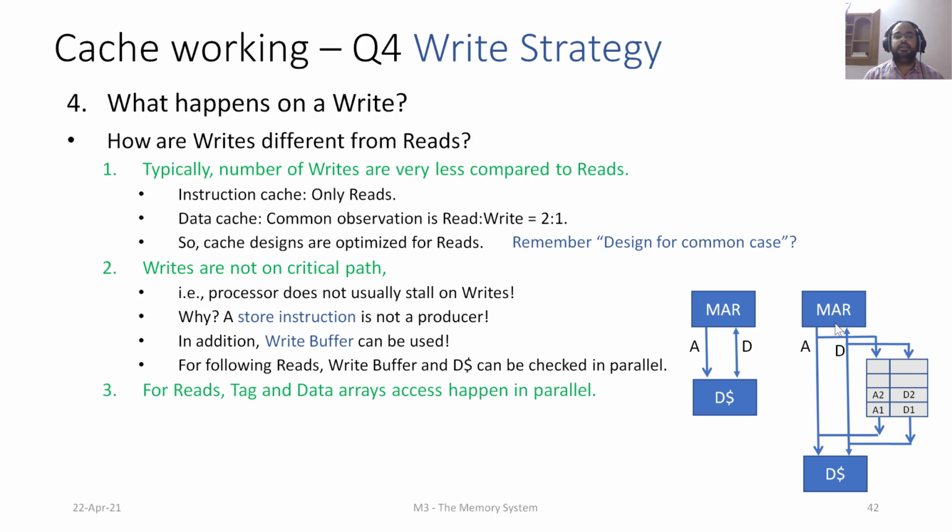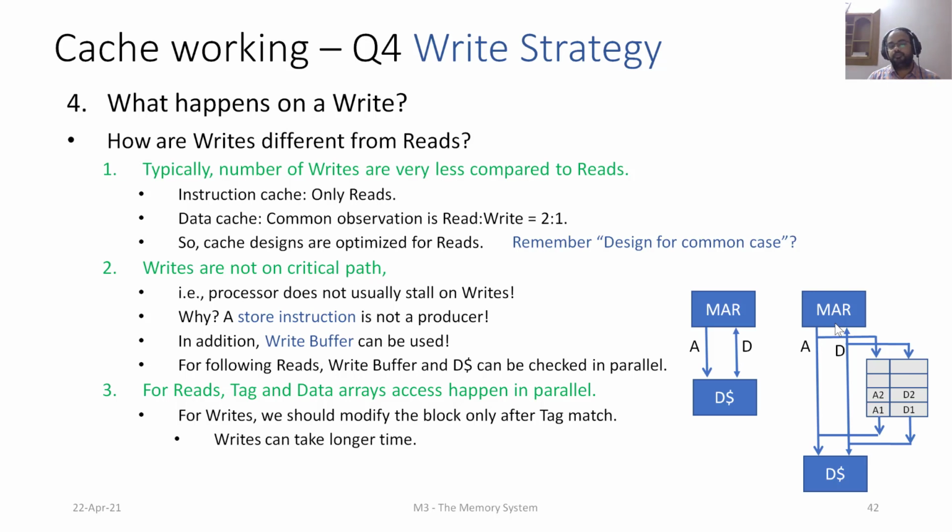The third factor is, for reads, both the tag array and data array are accessed in parallel, because speed is of highest priority. And for writes, we can wait till there is a tag match. Why read all the data arrays unnecessarily, right? Only if there is a tag match, then that particular way can be read from the data array and the data can be written to that particular location. So writes can take less power when compared to reads, and they can take longer time. We can afford that extra time because there is nothing pending on that write.